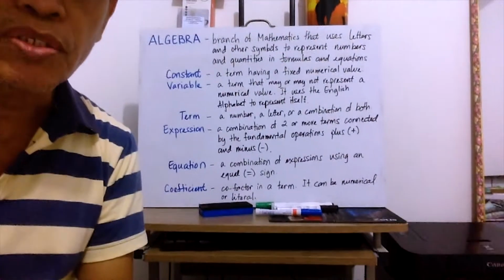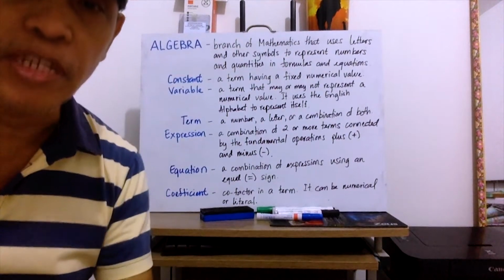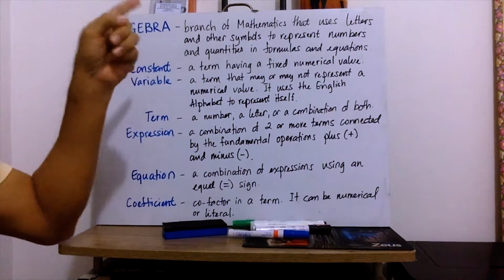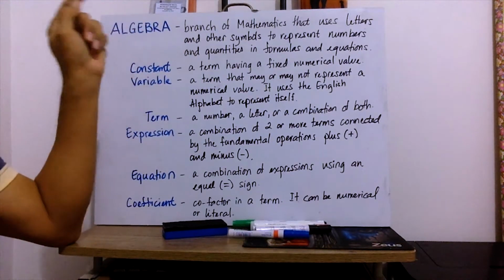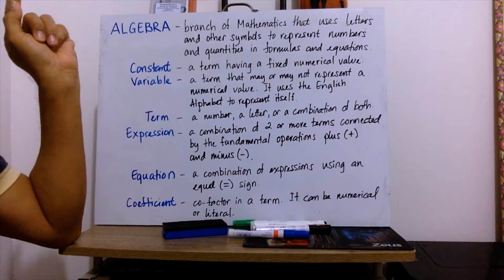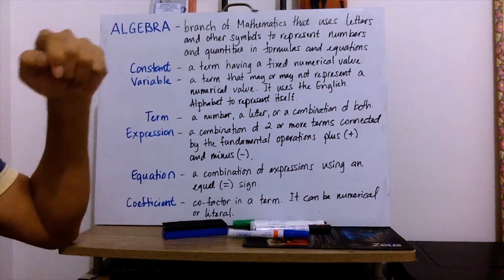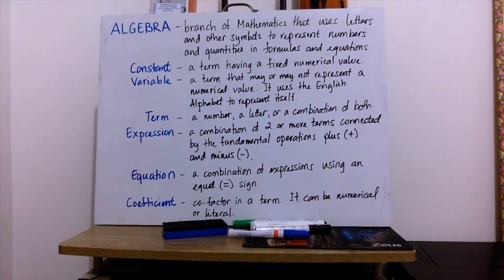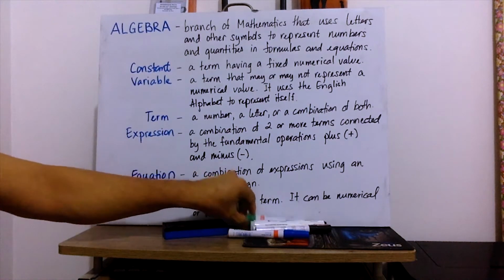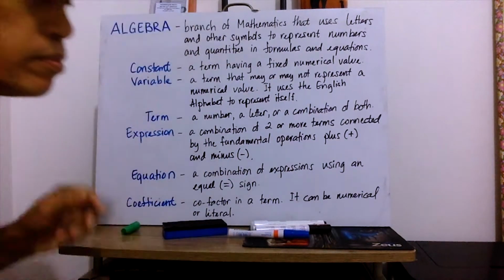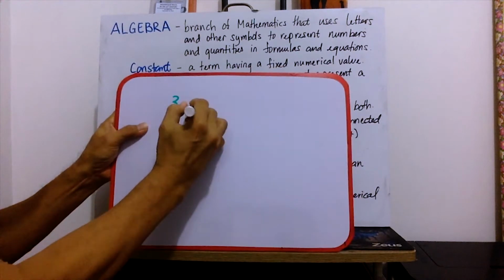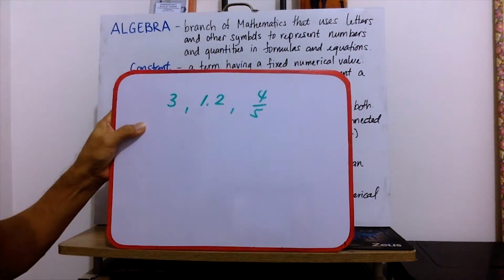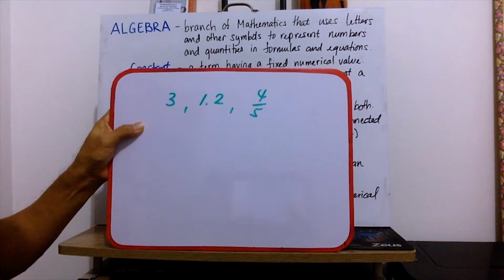Let's discuss first the important concepts in algebra. First of all, what is algebra? It's a branch of mathematics that uses letters and other symbols to represent numbers and quantities in formulas and equations, right? And then, what's a constant? A constant is a term having a fixed numerical value. These are constants: 3, 1.2, 4/5. These are examples of constants.